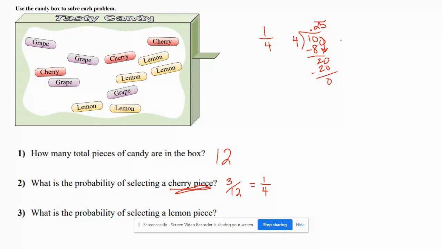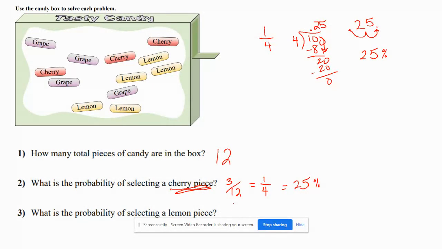So my decimal is 0.25, but how do we change 25 hundredths to a percent? Move it 2 decimal places, right? And we get 25%. So this is a 25% chance. So it's kind of unlikely, right? Since it's under 50% chance, it's kind of unlikely that we'll pick a cherry piece out of this box of candy.